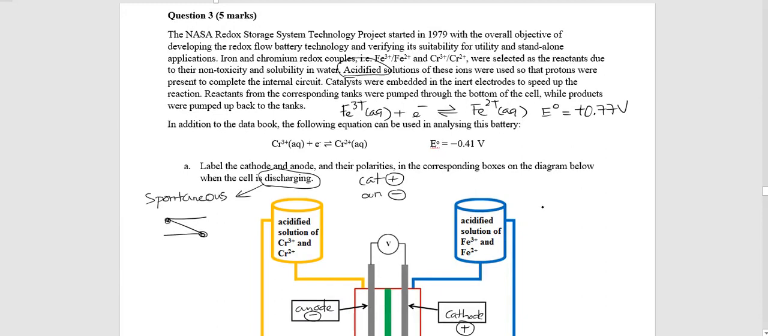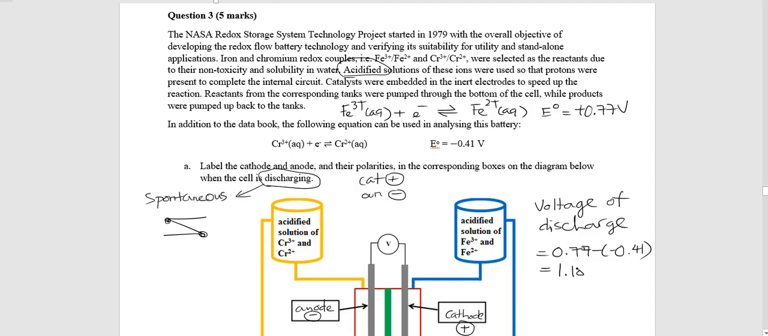So the voltage of discharge is just going to be the gap between these two half equations. So we get 0.77 minus negative 0.41, so I have 0.77 plus 0.41, which is 1.18.